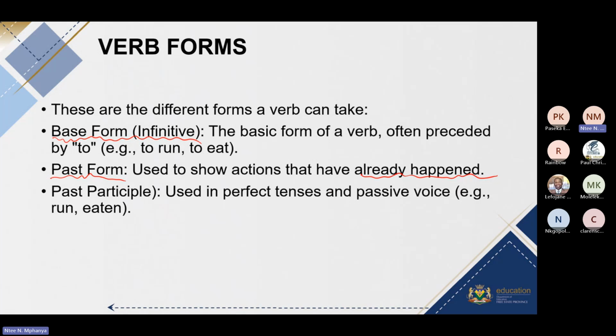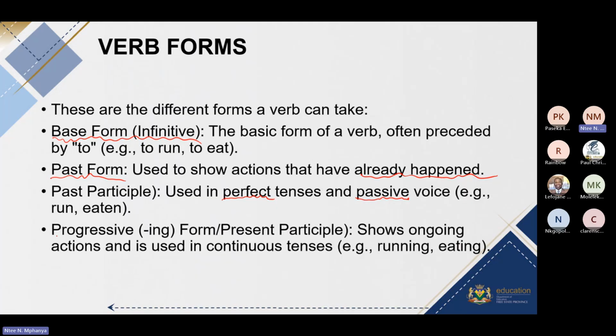We have the past participle. They are used in perfect tenses and passive voices, for example, run and eaten. She has eaten her food. The food was eaten by him. The first one was perfect tense: she has eaten her food. Then the second one is a passive voice: the food was eaten by her.